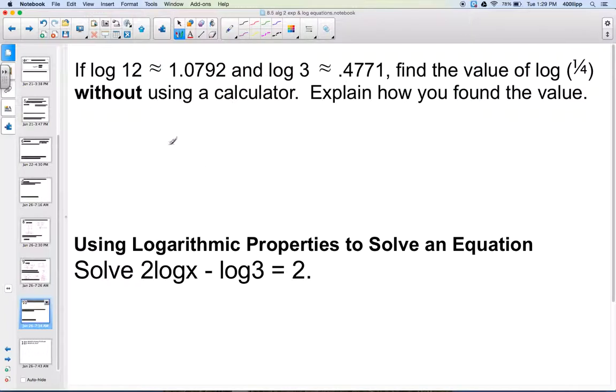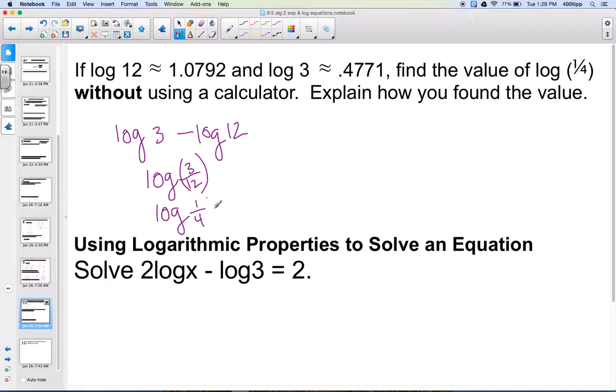So if we want this to be equal to log of 1/4, well, we know that when I'm subtracting logs, log of 3 minus log of 12, I divide these numbers. So this is equivalent to log of 3 over 12, which is log of 1/4. So these are equivalent statements. This is equal to log of 1/4.